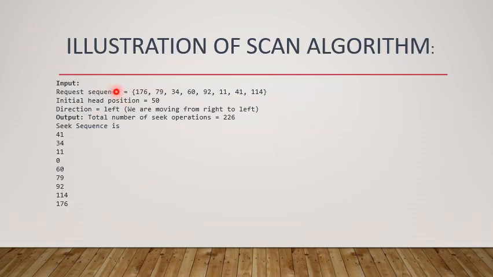So now we will understand the scan algorithm using a numerical. First of all, the input: we have a request sequence, which is a static request sequence, that is 176, 79, 34, 60, 92, 11, 41 and 114. And the initial head position is 50. We are also given the direction in which the head or the disk arm is to be moved first, which is left. That is, we are moving from right to left.